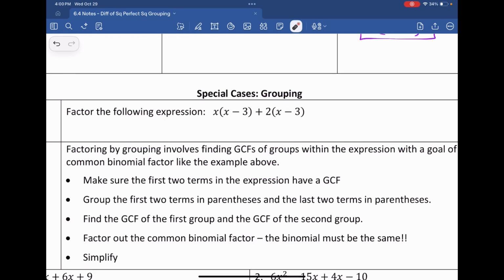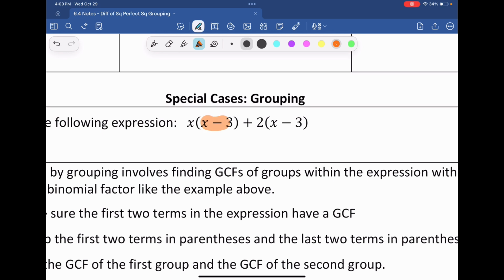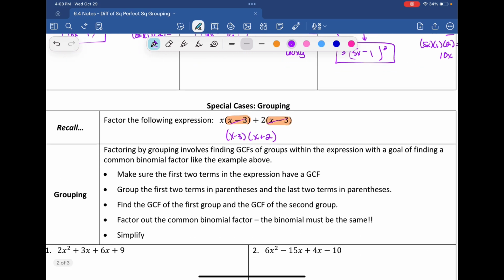We did this earlier, factoring by grouping, sort of common binomial factor. Common binomial factor is x minus 3. Whatever's left is your other one. So if we're factoring by grouping, then you want to make sure your first two terms have a GCF. Okay, if you have to rearrange it, do that. But the first two terms have to have a GCF.